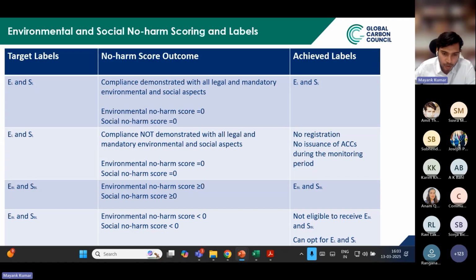For example, during registration, you target enhanced labels, but you get certain comments from the verifier, from the validator, from GCC. While addressing those comments, you realize that it's not possible for you to go for enhanced labels. You can reduce it to EL and SL labels. This can also apply during verification. So let's say in the PSF, you say that you want to go for enhanced labels. You can't demonstrate during verification. Minimally, you can go for the legal labels as well.